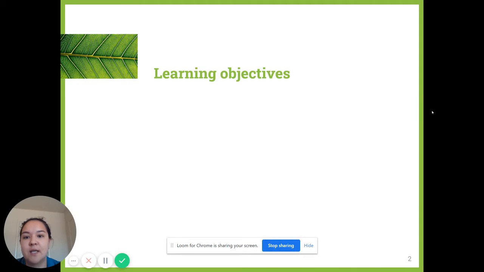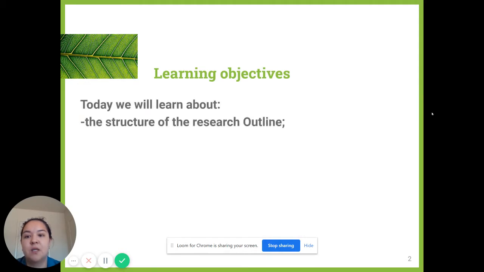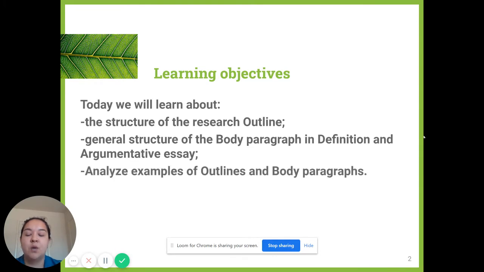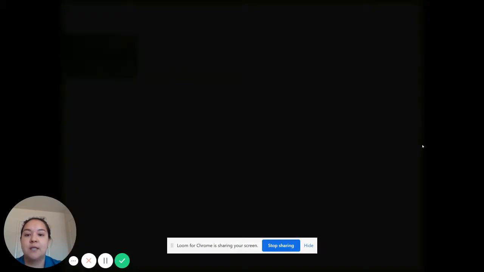Let's get started. Our learning objectives today are to learn about the structure of the research outline, and look at the general structure of body paragraphs in 2 types of writing. Remember, we're talking about definition paper and argumentative research paper. We're going to analyze examples of outlines and body paragraphs for those 2 types of writing.